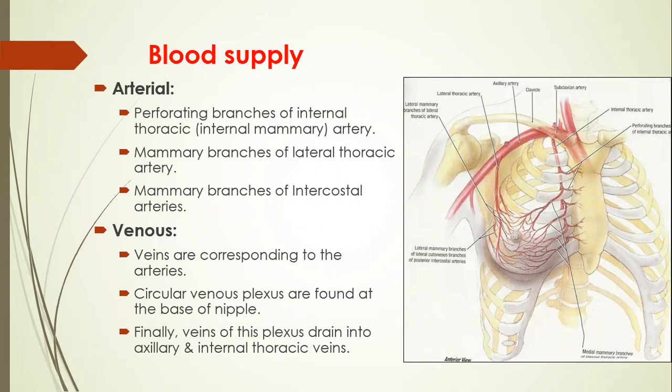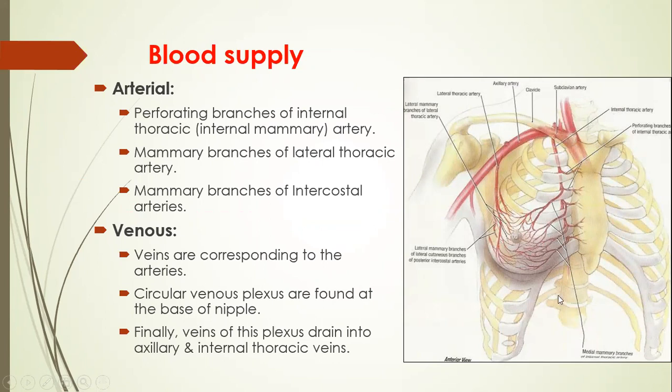Coming to the blood supply, because it is the main organ for production of milk, it is highly vascular, supplied by a lot of arteries. One is the perforating branches of the internal mammary artery. This is the internal mammary artery, also called the internal thoracic artery. It will give multiple branches.